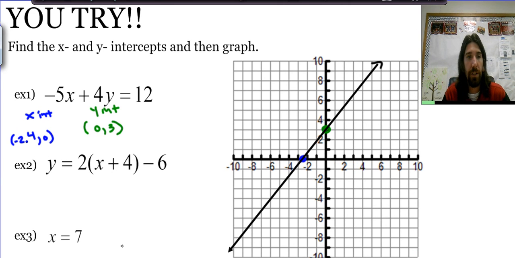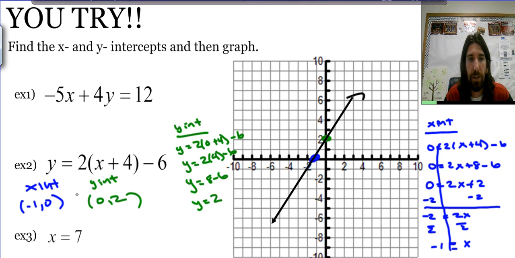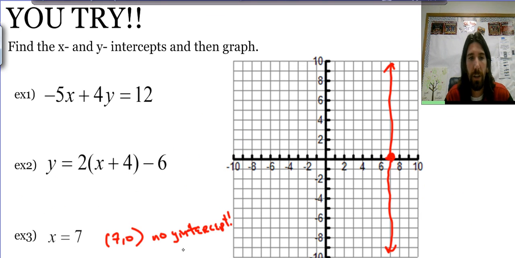Alright, hopefully you had a chance to work on it. Here is the solution to number 1. Check your intercepts. Make sure you have the right work. You don't just have the answer down. And then check your graph. Here's the answer to number 2. Here are my intercepts. I did show you my work this time, so you can check yours. And then check your graph. And then finally, example 3, there is no y-intercept, so it's just a vertical line.